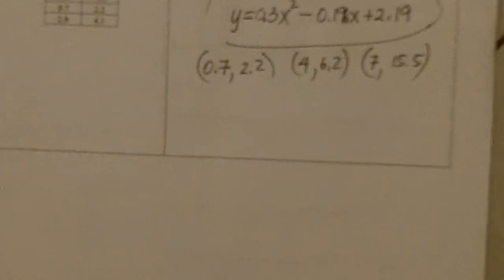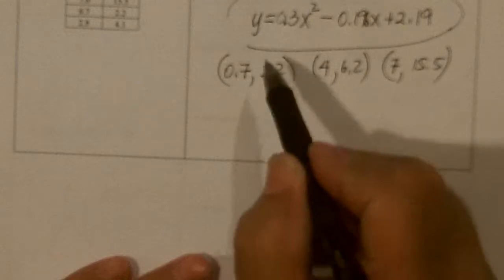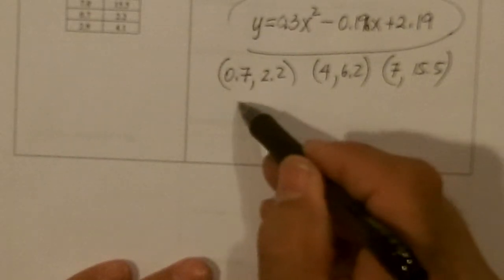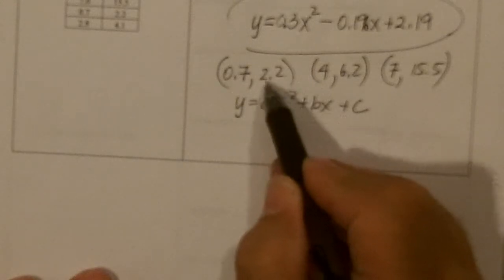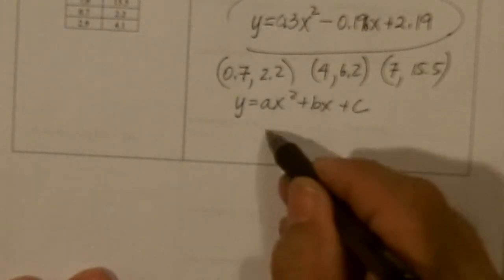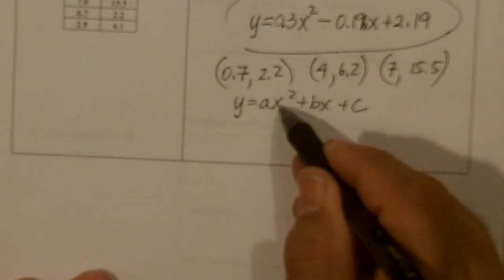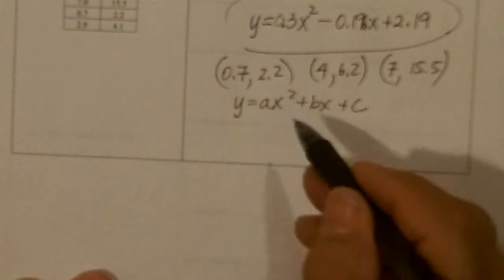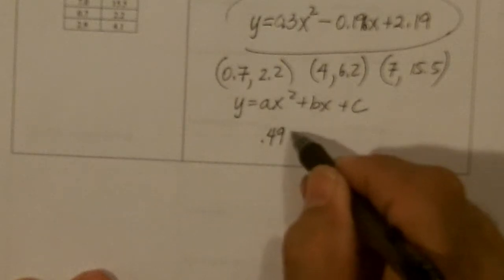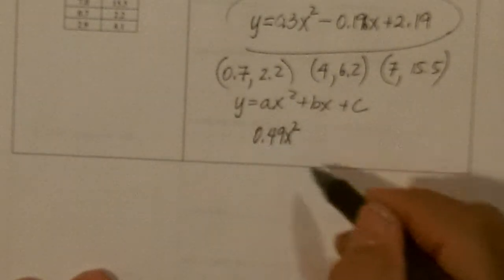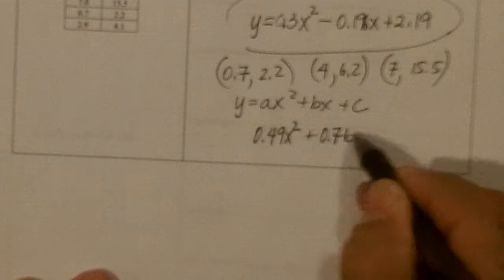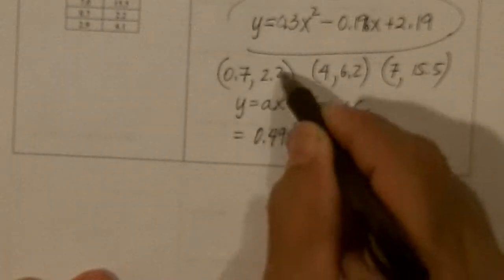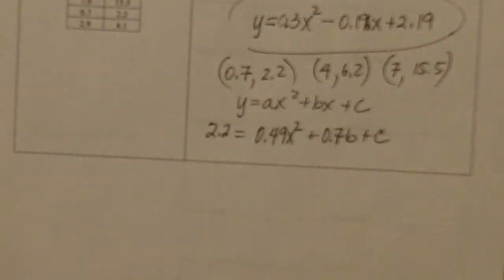To do this without a calculator, it's not so easy, but we know that the equations are quadratic. y equals ax squared plus bx plus c. We know that if we put in 0.7 for the x's, we'd have a times 0.7 times 0.7. Well, 0.7 times 0.7 is 0.49a. And then 0.7 times b would be plus 0.7b, plus c has got to come out to be 2.2.